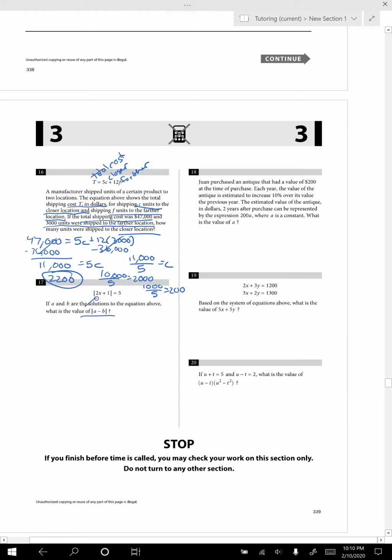The way to do that with absolute value is to split it into 2x plus 1 equals 5, and then 2x plus 1 equals negative 5. Okay, so we subtract 1 from both sides, and then divide by 2, we get x equals 2. Subtract 1 from both sides, we get negative 6. Divide by 2, we get negative 3. So our two solutions are 2 and negative 3. So let's subtract them. Again, got to pay attention to distributing that negative, or else you're going to miss the answer here. So we get 2 plus 3 is 5. Absolute value of 5 is 5.